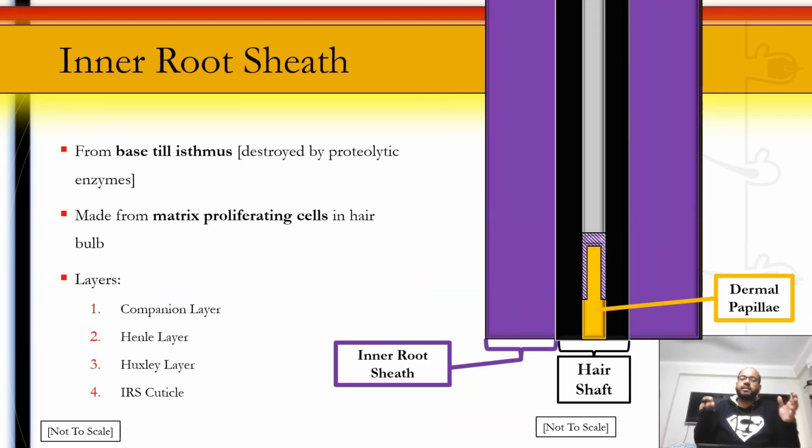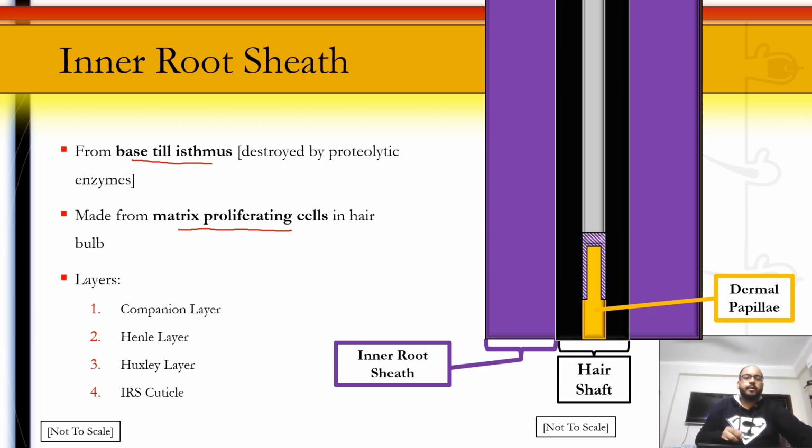So now what we have done is we have expanded the lower part and we have removed the outer root sheath. We are just looking at the inner root sheath now. The inner root sheath exists from the base till the isthmus, and after the isthmus, it is destroyed by proteolytic enzymes. So the level at which it ends is roughly the isthmus. Now, IRS is made by the matrix proliferating cells. We have told you that dermal papilla with matricial cells will form the IRS, the hair shaft and the ORS.